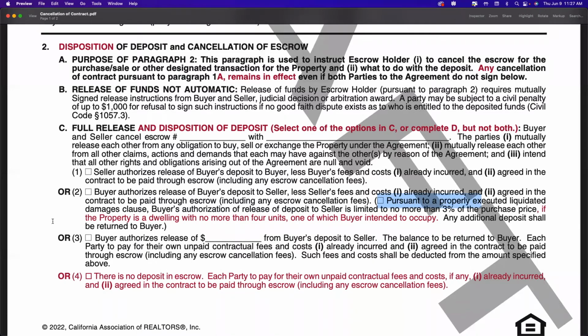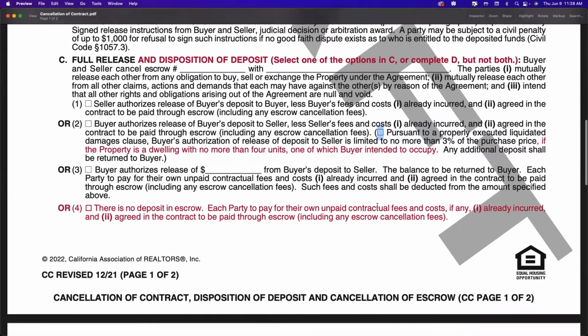So if for whatever reason your buyer cancels, they acted in bad faith, they have to give up their deposit, and you've initialed a liquidated damages clause, and you have more than the 3% in there, please make sure that you check this box, so that they get the rest of their money back.